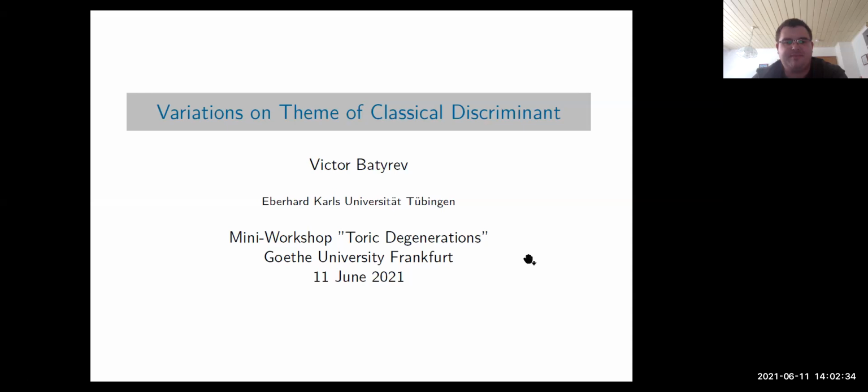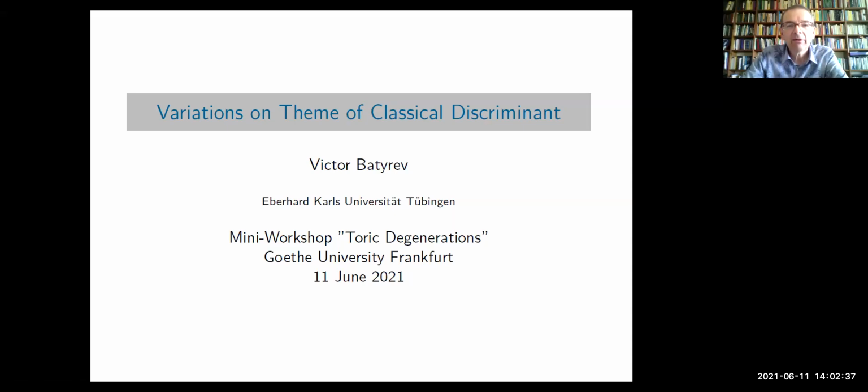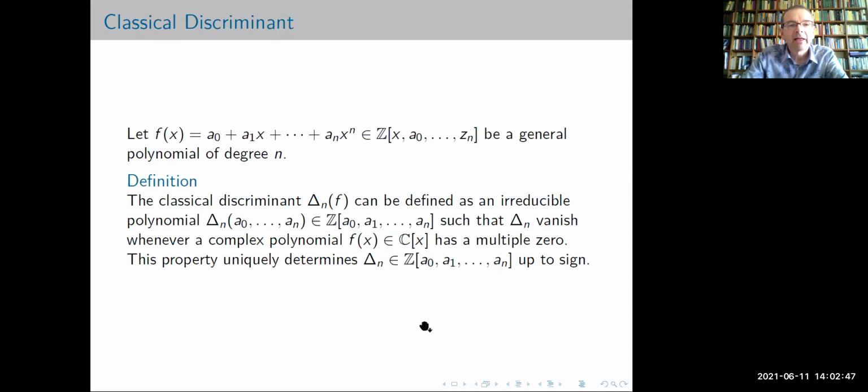I will start my talk by reminding you of a very classical object. This is called the classical discriminant. So what is the classical discriminant? I consider a polynomial in one variable x. This is f, the polynomial with coefficients a0, a1, up to an. And I can consider this expression as an element of the polynomial ring in many variables. The last one is wrong, so it should be an.